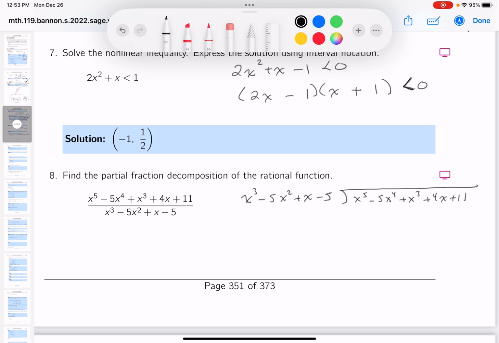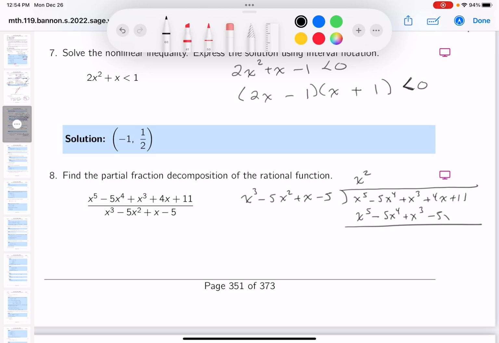Now, if this exam is making you nervous, move on to a different problem. But right now, it's not making me nervous. So let's see. What times x cubed would be x^5? It would be x squared. I'll put this over here. You get x^5 minus, well, let's see, 5x^4, right? And then you're going to get what? Plus, that would be x cubed, right?